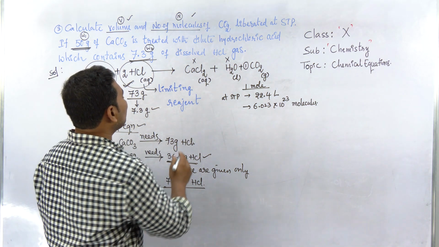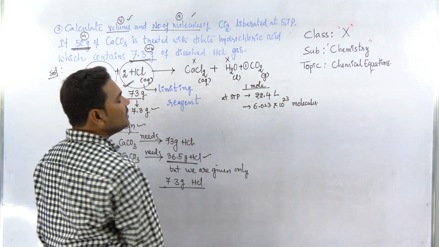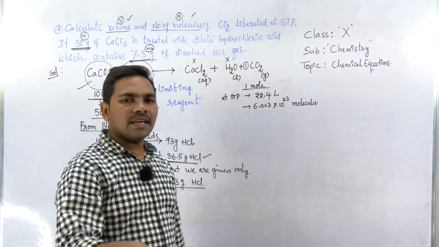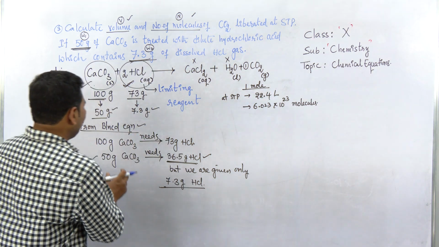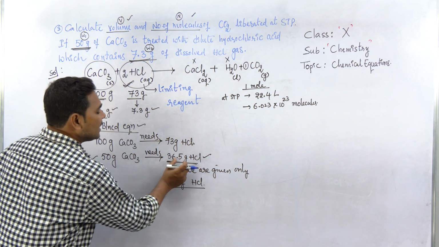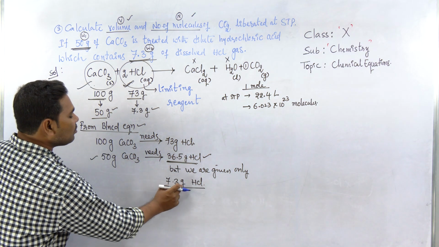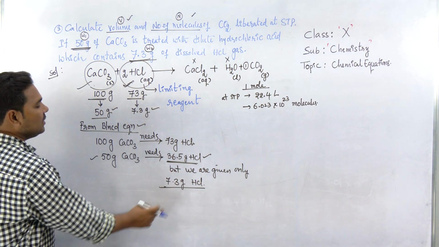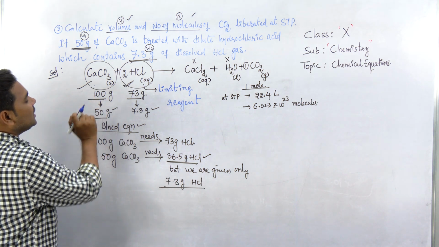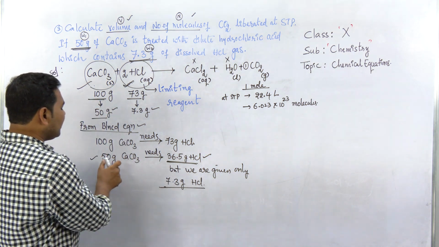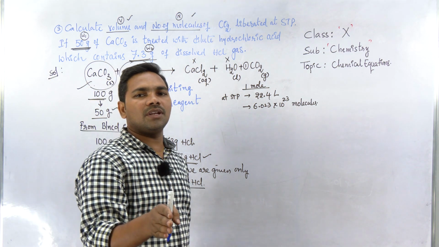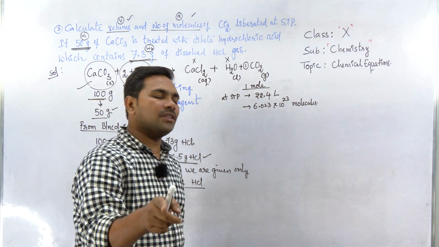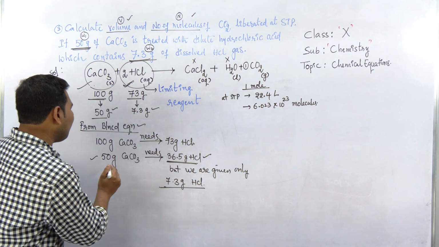So this limiting reagent decides the amount of products obtained, because you see 50 grams of CaCO3 needs 36.5 grams of HCl, but 7.3 grams of HCl needs only how much, Rana? It's only 10 grams of CaCO3 out of the given 50 grams. Only the first 10 grams of CaCO3 completely reacts with 7.3 grams of HCl, and the remaining 40 grams.